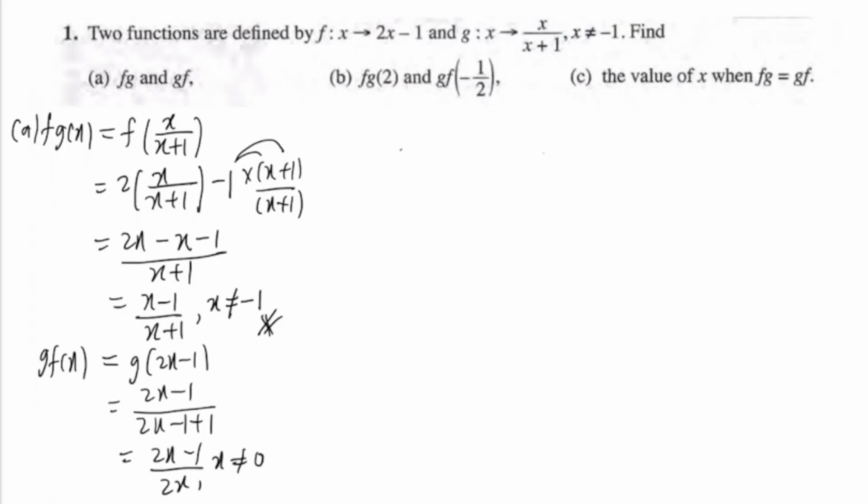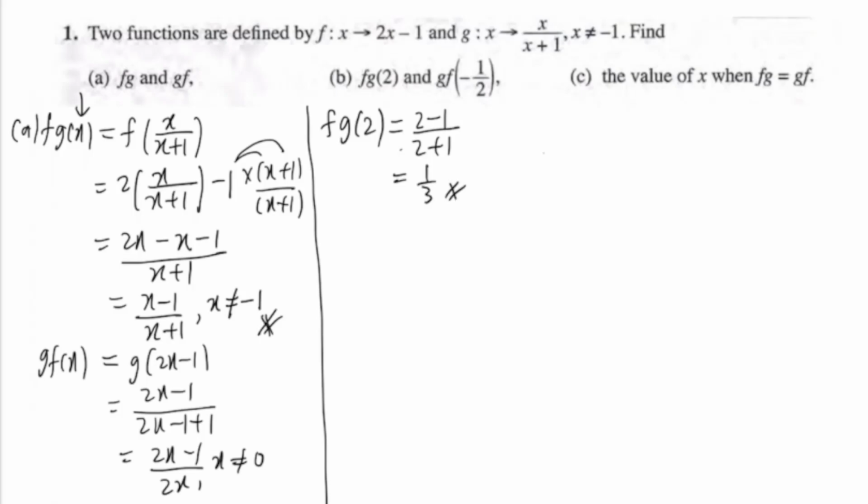So in part B, we're finding fg(2). Now since we already know fg(x), I'm going to replace x with 2. So this will be (2 - 1)/(2 + 1), which is going to give us 1/3. Yeah, guys, I'm going to put in 2 inside the x here. So take note.